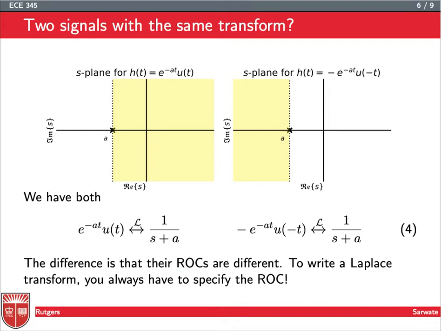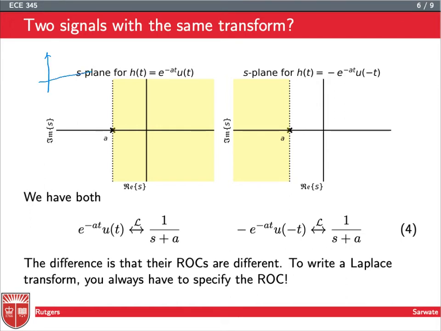So again, we have these s-planes. For e to the minus at u of t, we get this region of convergence that goes to the right of minus a, and for minus e to the minus at u of minus t, we get the region of convergence going the opposite direction. So it helps to take a look at what these two signals look like.